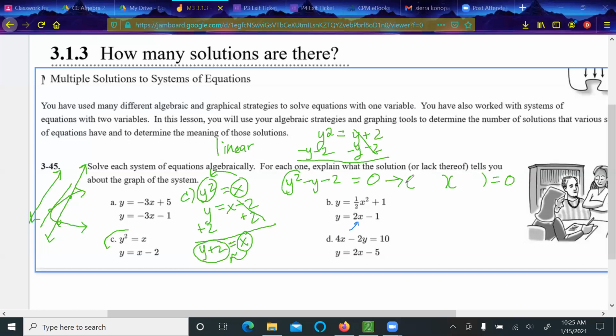y squared factors down to y times y, and 2 is prime. That's the easiest one to factor. That's 1 times 2. And we need a -1, so the 2 will be negative and the 1 will be positive. We set both of these equal to 0. We solve them. We get y equals -1 and y equals 2.